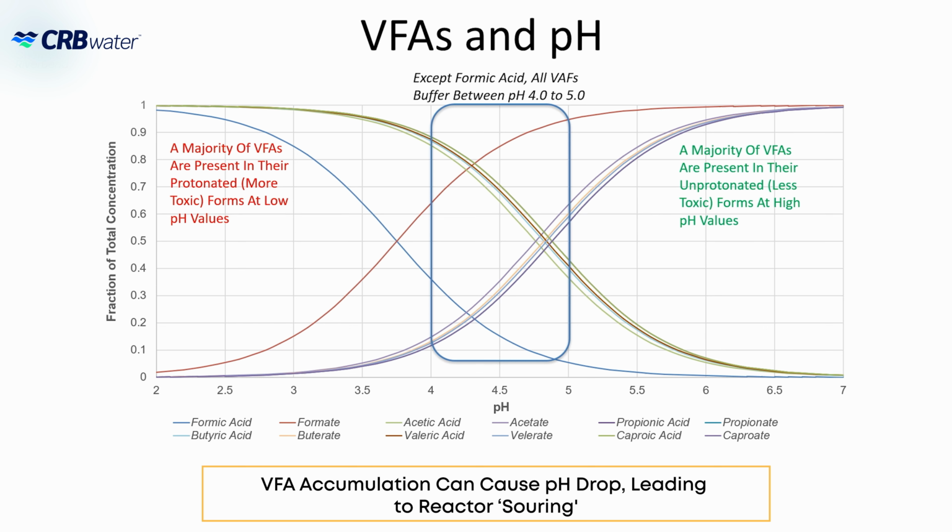Finally, the pH drops to a value between 4 and 5, and these volatile fatty acids cause buffering in this range. Such an upset condition is called reactor souring and is very difficult to recover from.